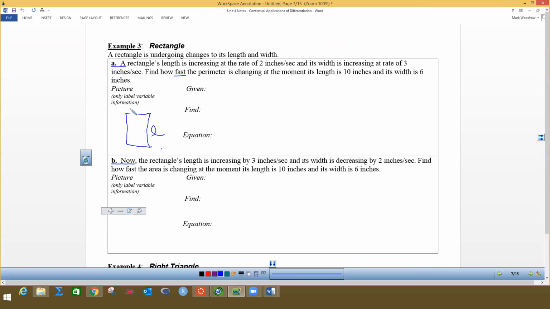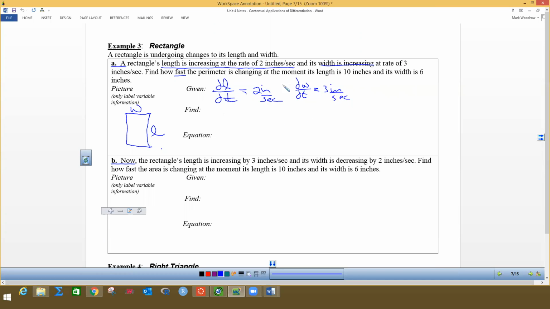So we're going to label that L for length, and we're going to call that W. So we're going to be doing this thing. Now this says the length is increasing at a rate of 2 inches per second. So that's one of the given things. So the rate of change of the length with respect to time, dL dt, is going to equal 2 inches per second. And the width is increasing at a rate. So that's going to be dW dt, increasing at 3 inches per second.